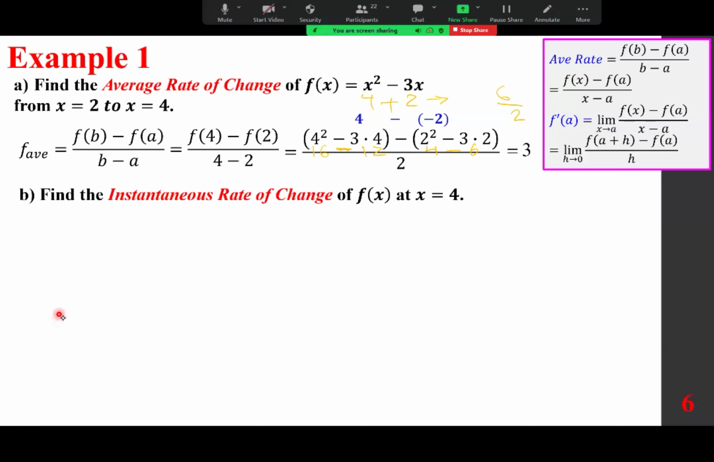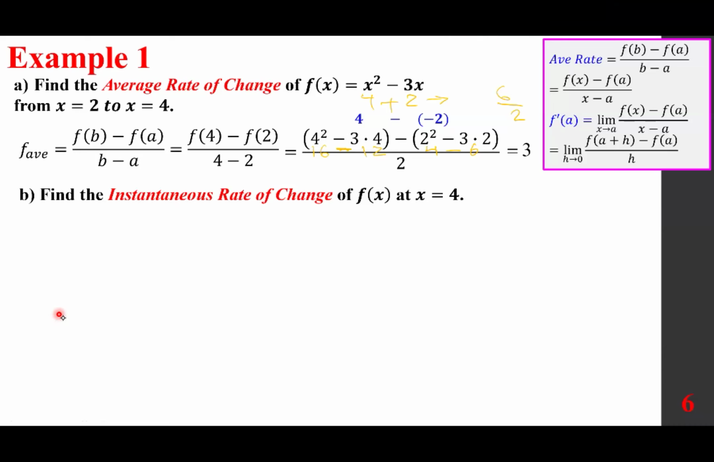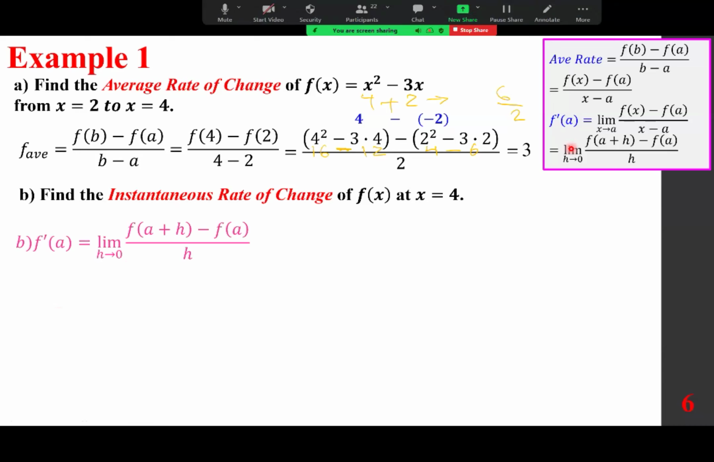Now, we are going to use f prime of a, and to do so, we can use one of these formulas, this one or this one. For now, we're going to use this. In fact, I'm going to do both for practice. So we want f prime of 4.